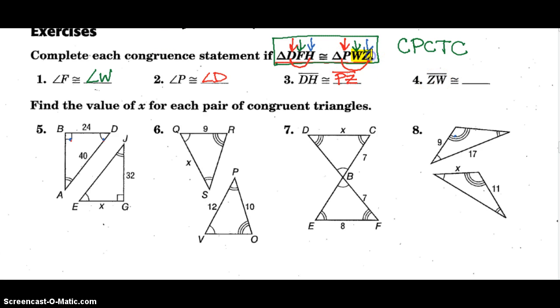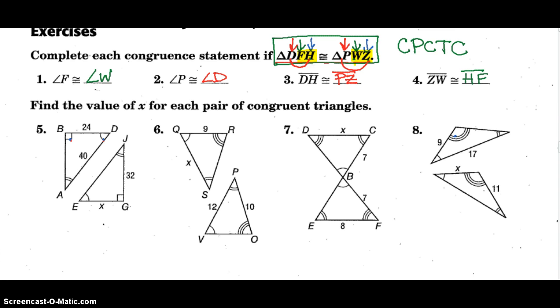Now ZW, notice how they said it backwards, ZW. Okay, well then I'm going to say HF. The order is not as important on segments. HF, because I said ZW, I'll say segment HF.